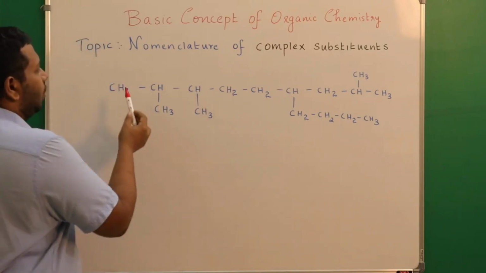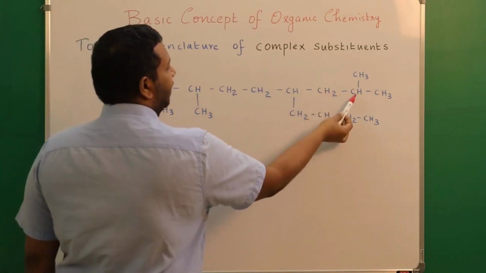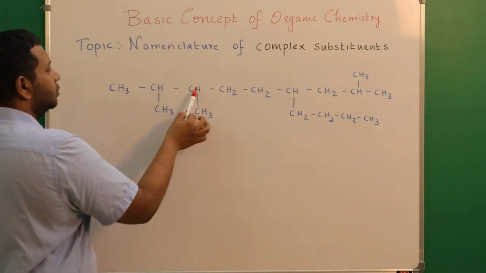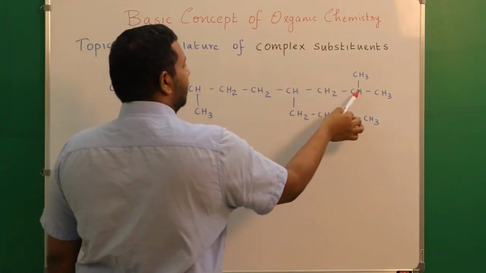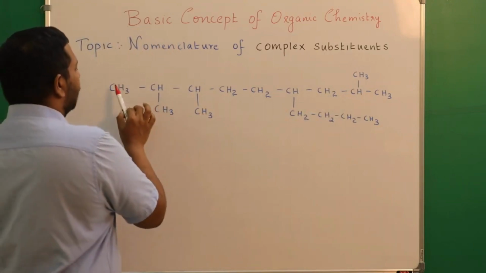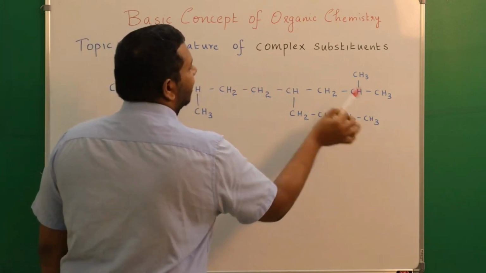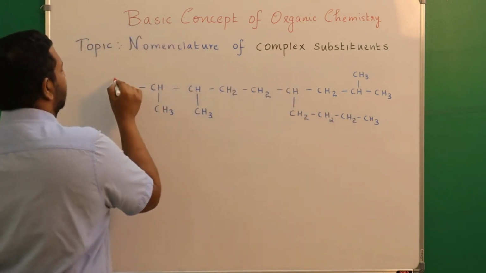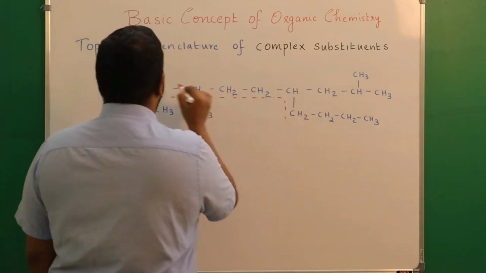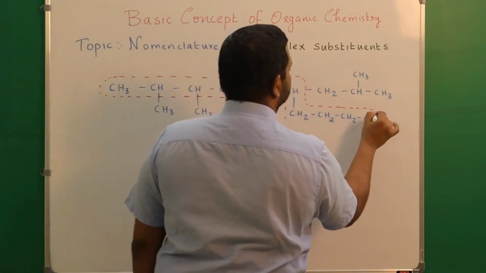See here, 1, 2, 3, 4, 5, 6, 7, 8, 9. If I go in a straight way, you have 9 carbon atoms. If I go in this way also, you have 9 carbon atoms. So let's go the other way. 1, 2, 3, 4, 5, 6, 7, 8, 9, 10. That means this is the longest possible chain. So let me choose this as my parent carbon chain, the longest continuous parent carbon chain.